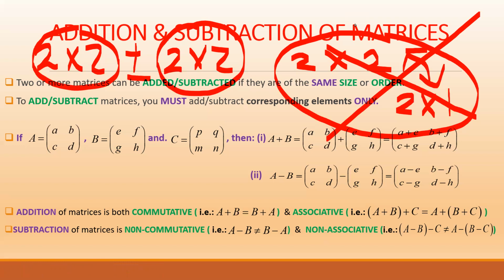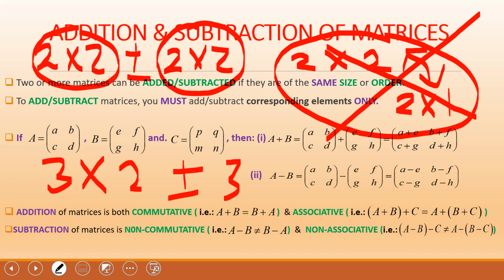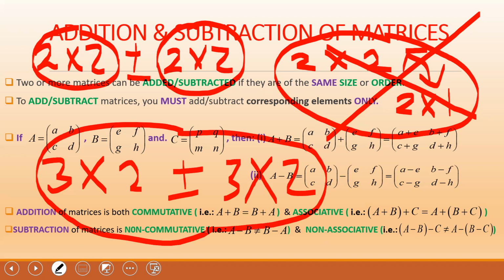So it therefore means that a 3 by 2 matrix can be added or subtracted to another 3 by 2 matrix. This is compatible, guys, right? So when we're talking about addition and subtraction of matrices, the matrices that you are going to add or subtract, first and foremost, must be of the same size or order, right? That means the number of rows and columns in these matrices must be the same.